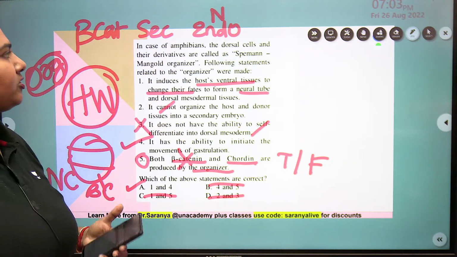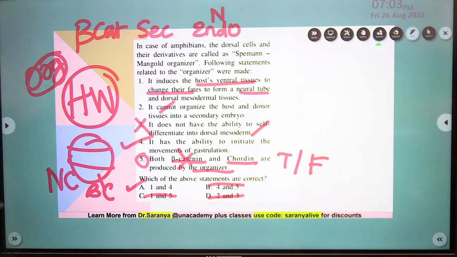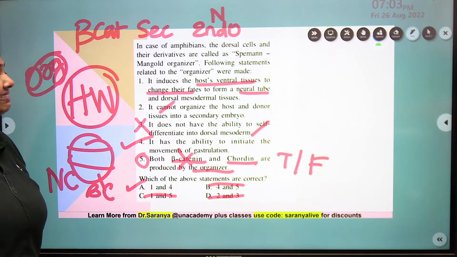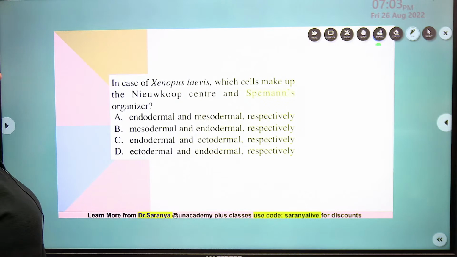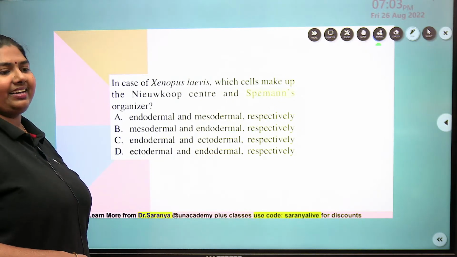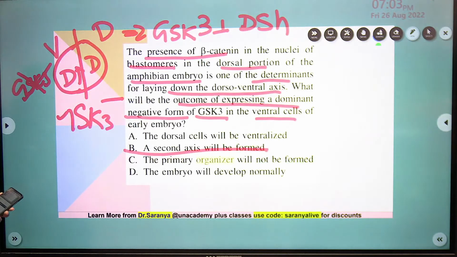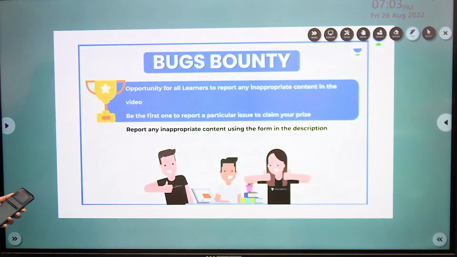Got it, everybody? So now you understood this topic? Is this clear to you? Very good. So option A is the only correct one. Please remember that beta-catenin is not at all a part of the organizer. It is inducing the organizer, but it is not part of the organizer. Got it? I hope this is all clear to you.